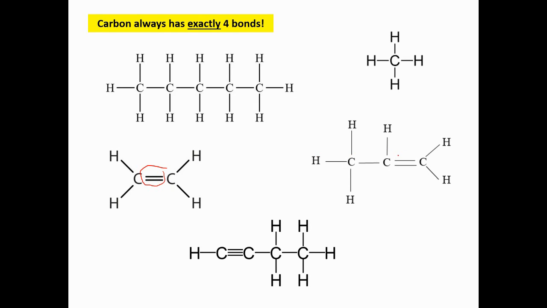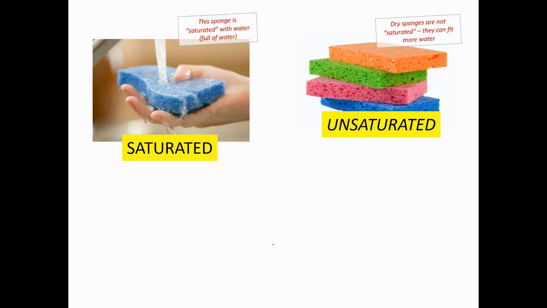A double counts as 2. A triple bond counts as 3. Okay, so this carbon right here has 3 bonds from the triple and 1 from the hydrogen. It's got 4 bonds. This carbon right here, 3 from the triple, 1 from the bond over to this other carbon. It's got 4 bonds.